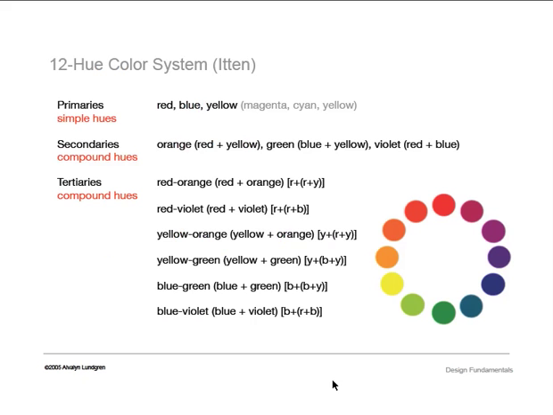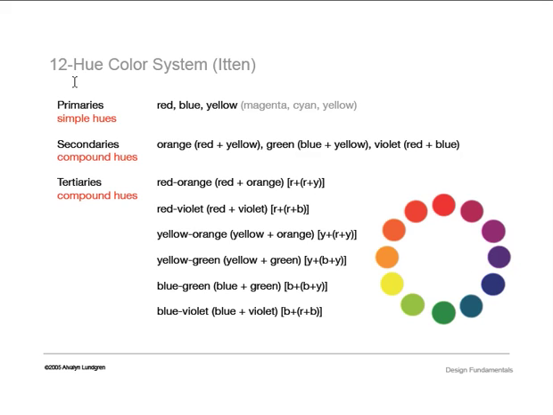Itten's system consists of 12 hues. A hue is a color family. It would be like the Smith family. And so you have the Smiths, and then you have the Joneses living next door, and then you have the Martins and the Tanakas and the Cohens and so forth, all the way around the cul-de-sac in the neighborhood. So we have a red hue family, we have a yellow and a blue hue family, and these are your primary hues.